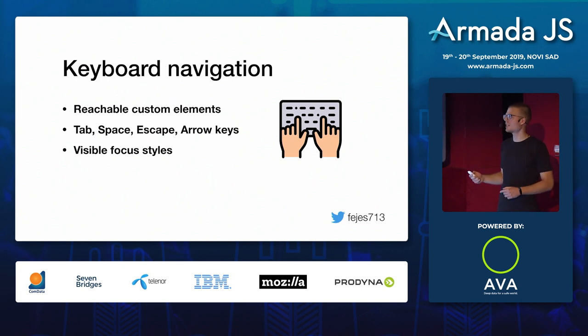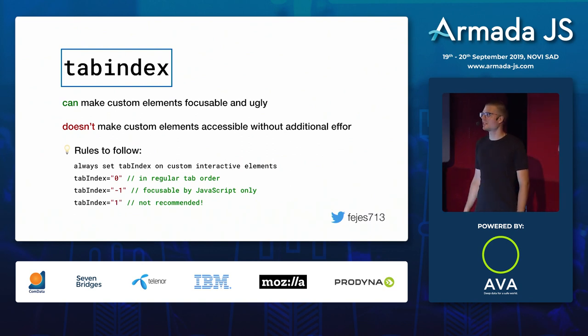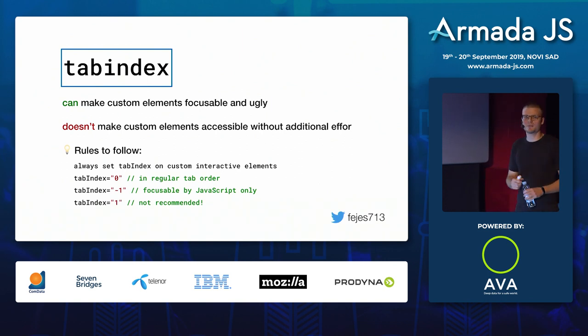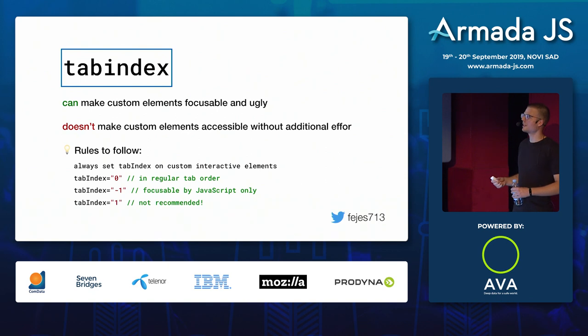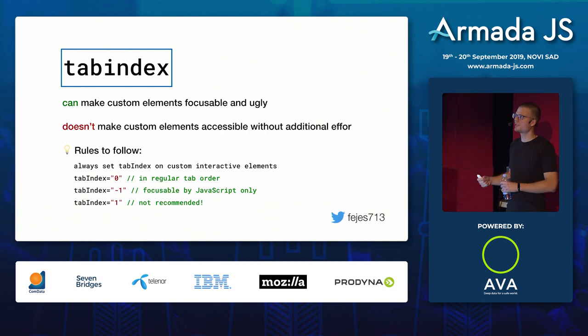That focus style is the blue outline that we have around a component when we select it via the mouse or the keyboard. Your custom element should have the tab index on it, because it isn't accessible by default. In order to make it focusable, you need to set tab index to 0, so it will be focused in the regular tab order. You can set it to -1, which means that the user won't be able to tab to it, but you can focus it via JavaScript later on.